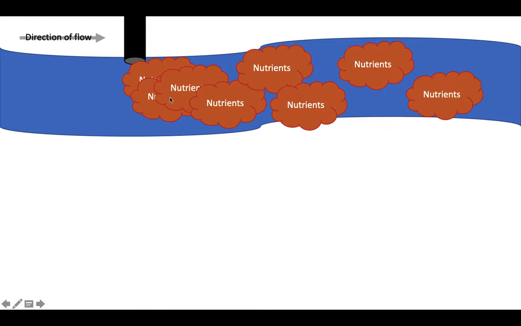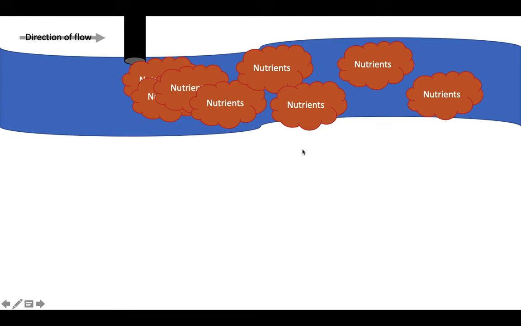But oh no. Someone's starting to dump treated wastewater in here. How could they? And the river's flowing this way, so all of those nutrients are going to start coming out of the pipe, and as they flow down the river, they're going to start dissipating. It's important to note, most of the nutrients are concentrated near the pipe, and as you go further away, the nutrients start to diffuse and get used up and start to dissipate, right?